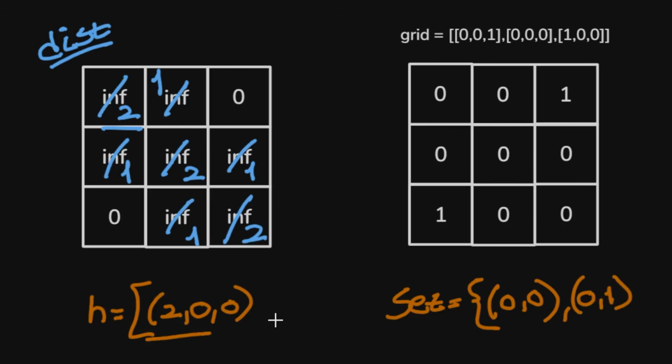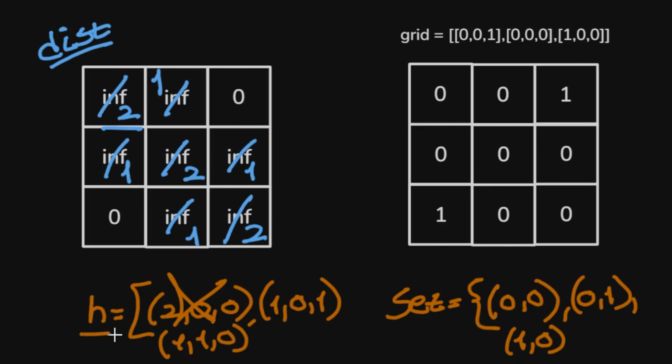And here in the heap, we need to add another tuple with the new cost 1 and the coordinate 0, 1. We can also go down. In this scenario, the minimum between 2 and 1 is 1, so we need to add to the set the coordinates 1, 0, and here we add a tuple with the cost 1 and the coordinates 1, 0. Now we need to pop the next tuple in the heap, meaning the maximum between these 2 distances.